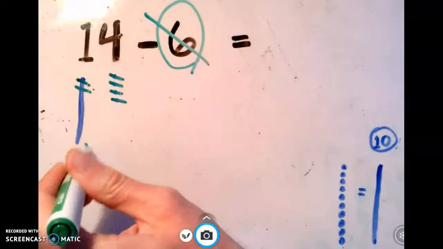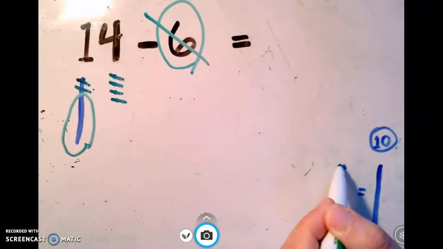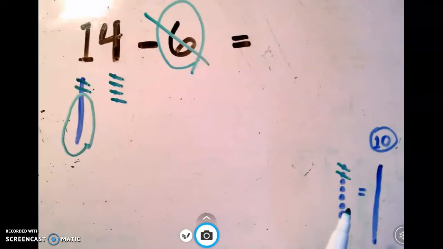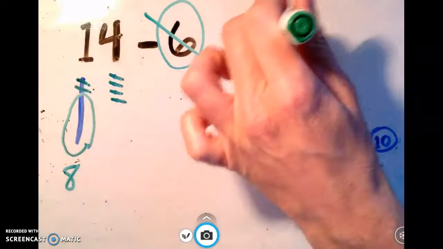Okay, circle what's left. Use this as a visual if you need it, remembering that we had to borrow from the tens place because we didn't have enough, but you've got 8 left. Okay, so your final answer is 8.